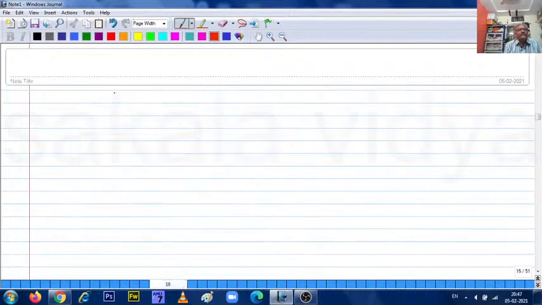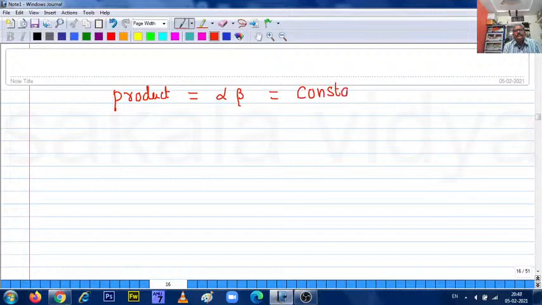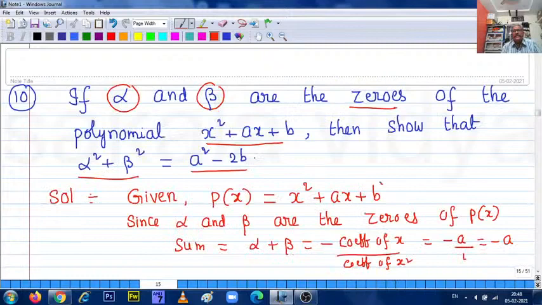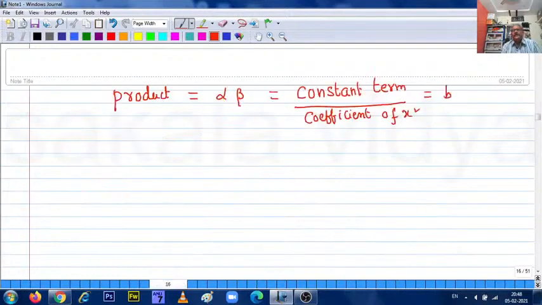Next, product equals alpha beta. Actually that is constant term upon coefficient of x square, c by a. Constant term means, what is the constant term here? b. X square coefficient is 1. So that is b upon 1 equals b.